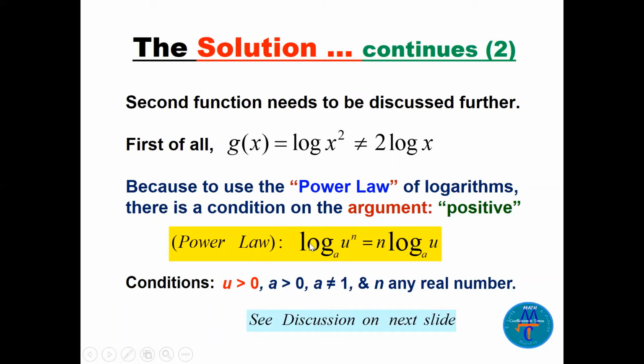The power law says log base a of u to the power n, we can bring the n down on the line, times log base a of u. Now the conditions here: u, which is the argument, should be greater than 0, a greater than 0, a not equal to 1, n is any real number. But here we have x squared. We don't know what x is. x can be positive, x can be negative, but x cannot be 0. Because we don't know if x is positive or negative, we cannot use the power law for this function.